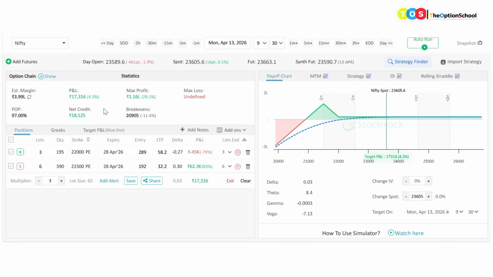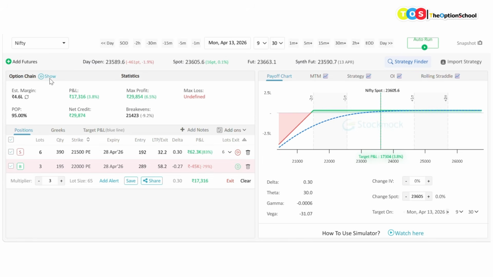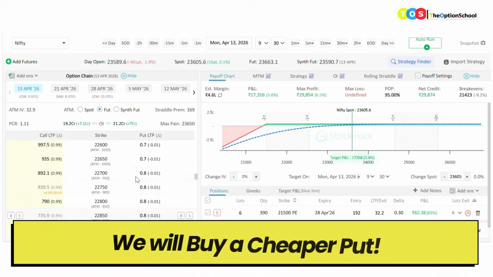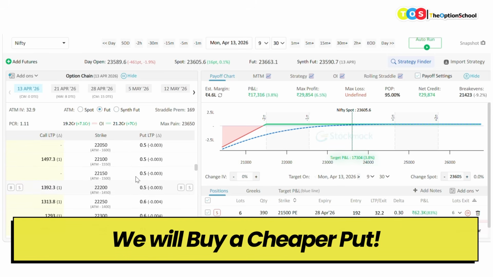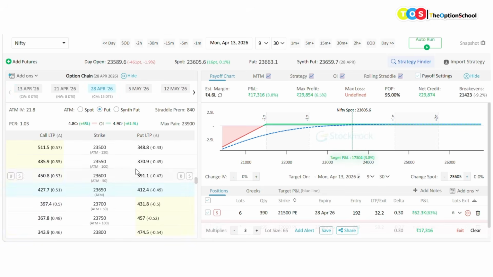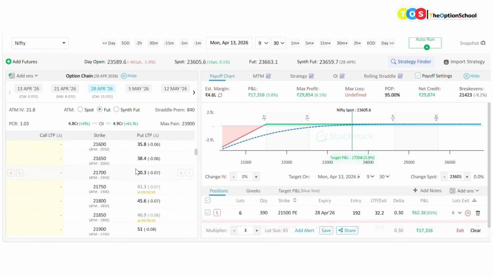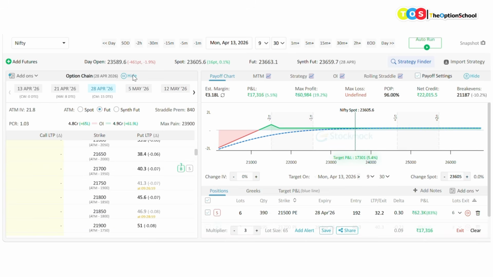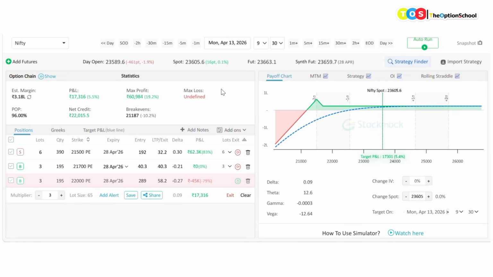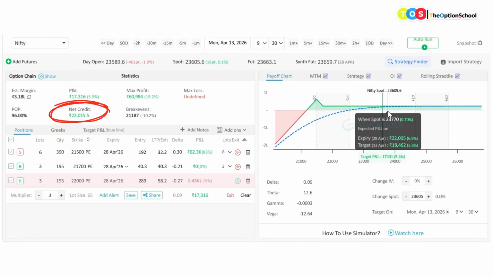Or if we really want to increase the profit, one of the easiest methods is I book this 22,000 put, all 3 lots, and instead of 22,000 I buy something much cheaper than that, although it will not create much difference because only 58 rupees are left in this put. And I will go to April. I square off 22,000 and I have already sold 21,500, and maybe I will buy 21,700. This will increase my profit to some extent. So my maximum profit is now 22,000, which was earlier 18,000.